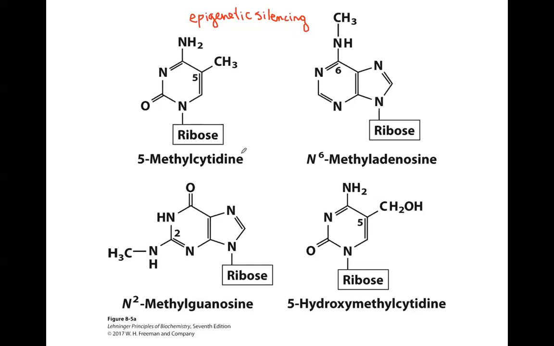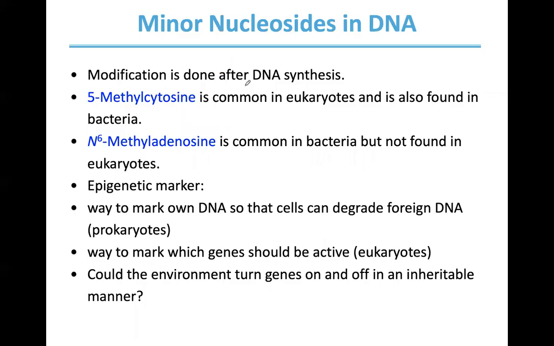Now, other methylations also play a role in eukaryotes and prokaryotes. Hydroxymethyl at the 5 position, apparently it sort of plays a role of a methyl group, but it's much more rare. But as long as you remember methylation and what it does, that's all you need to know from here. And so, yes, it's a way to mark the DNA of the cells.